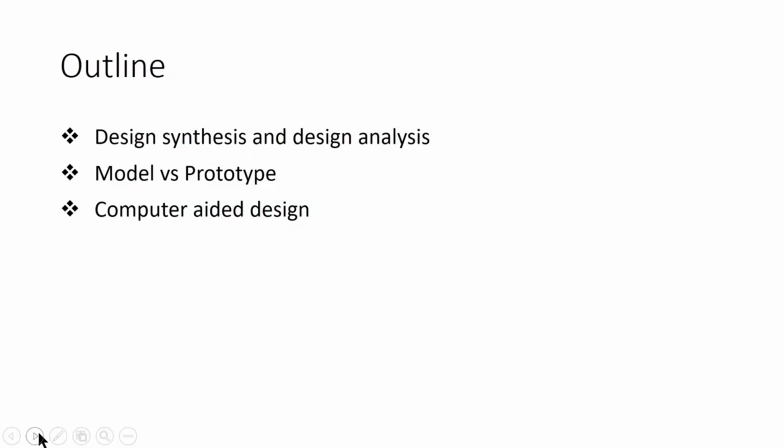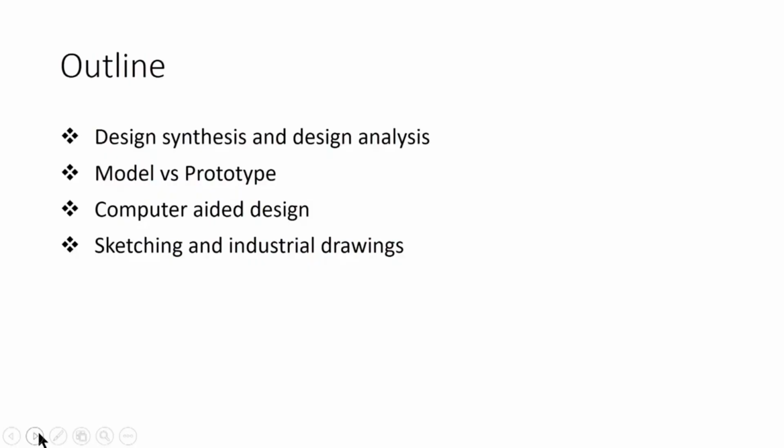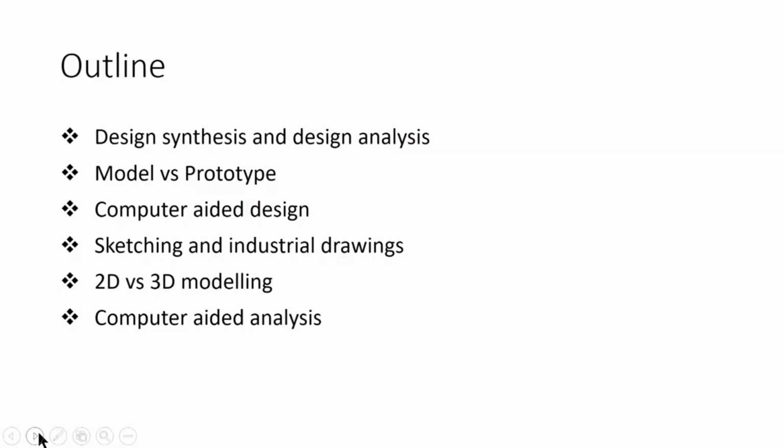Next, we will see how computers are helping in designing the models or the prototypes. We will see what is the difference between sketching and industrial drawings. The industrial drawings are represented in either 2-dimensional mode or the 3-dimensional mode. The pros and cons of 2D and 3D modeling will be studied, and at last we will see the meaning of computer aided analysis.